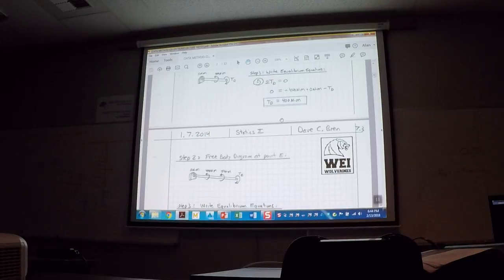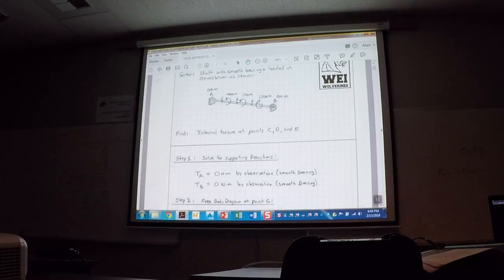I stayed with the same side. I did the more difficult side. All right, well, it's fine. It's actually good to see. So I went ahead and took my cut through E, and then I modeled this side only, did a free body diagram of that side only.